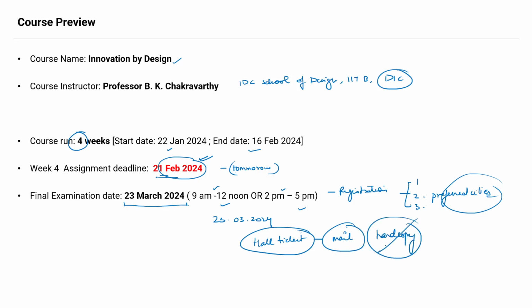So what you have to do is you have to print it and you have to take an ID card with you. We will discuss these minute details in the next class.